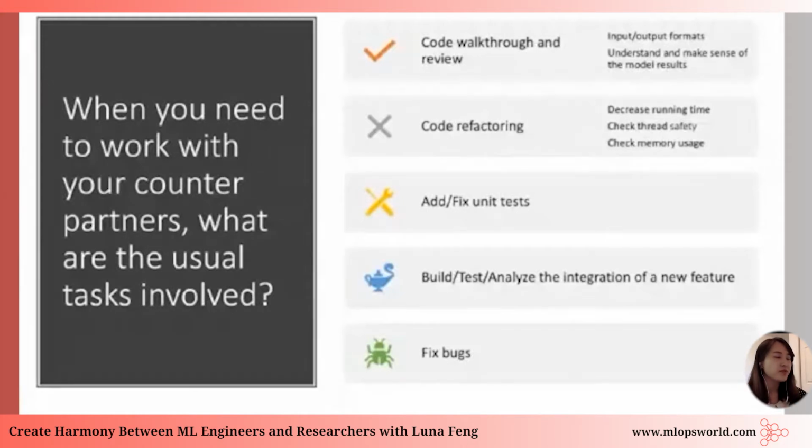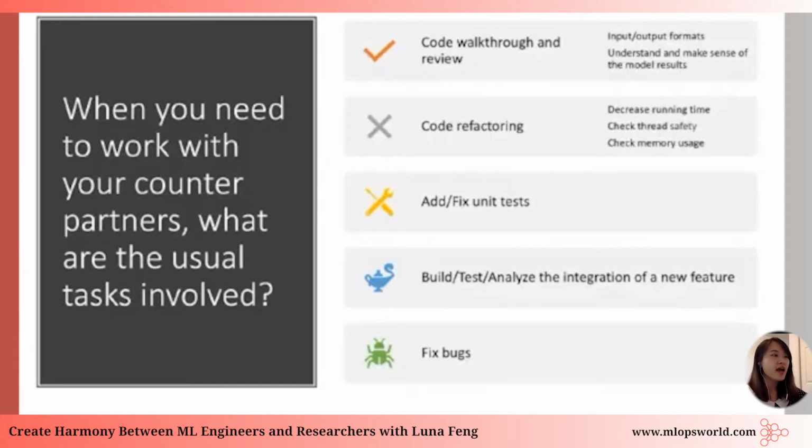This leads to the second task, which is code refactoring. Engineers need to spend a good amount of time trying to decrease the running time, checking thread safety, and checking memory usage. When they refactor the code, they need to check with researchers to make sure those changes won't affect the output from the algorithm. The third task is adding or fixing unit tests. Currently in our team, the unit tests are written by engineers, and the researchers use them to test their integrated model or code.